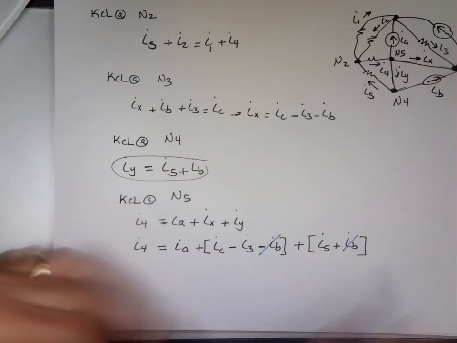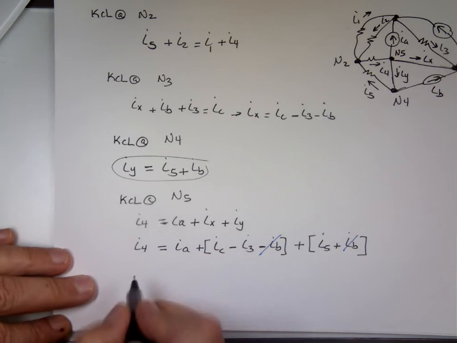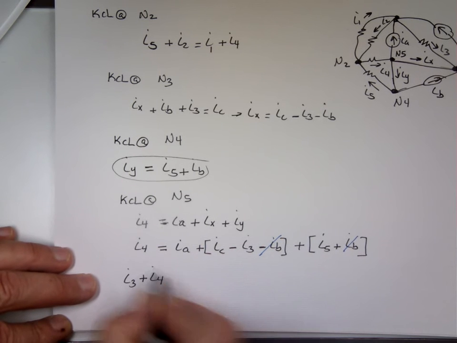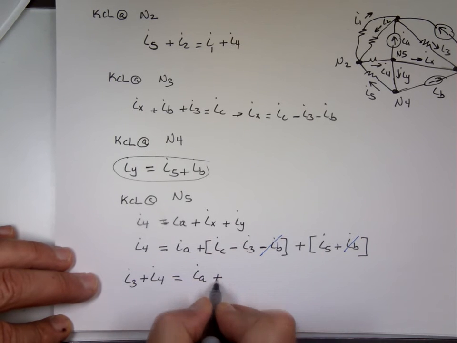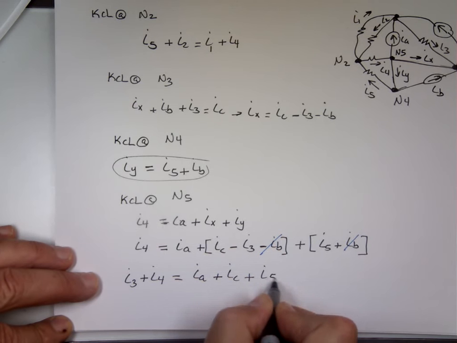So if you play with that, I can take the negative I sub 3 to this side, and that becomes what? I sub 3 plus I sub 4 equals what? I sub a plus I sub c plus I sub 5. Do you agree with that statement, the math?